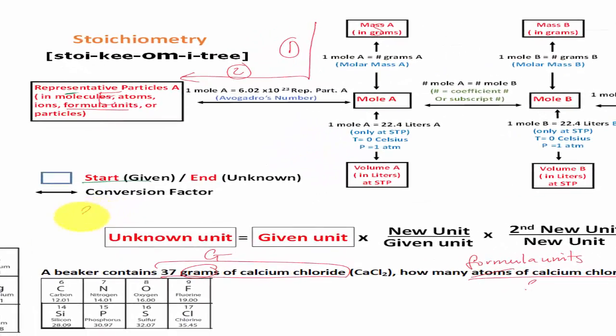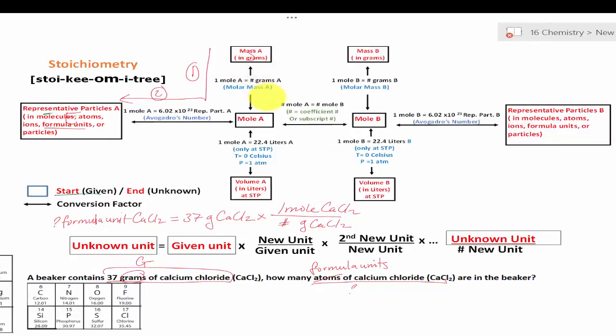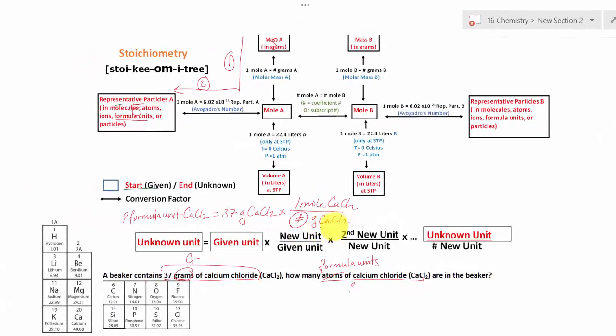We have question mark formula units of calcium chloride equal to the given, in this case it is 37 grams of calcium chloride. And times our first conversion factor is that one. We know this is gram, therefore the bottom part must be the number of grams of the substance, CaCl2. And the top part must be 1 mole of CaCl2. That is our first conversion factor. But how do we determine that number over there? Again, use the periodic table and the chemical formula to find the molar mass. So I'm going to do it right there.